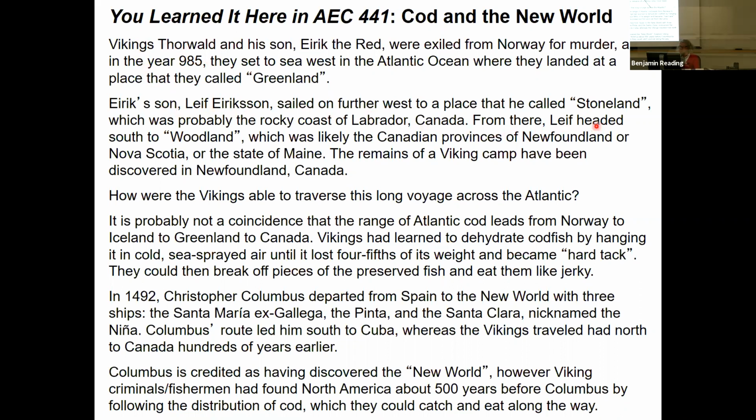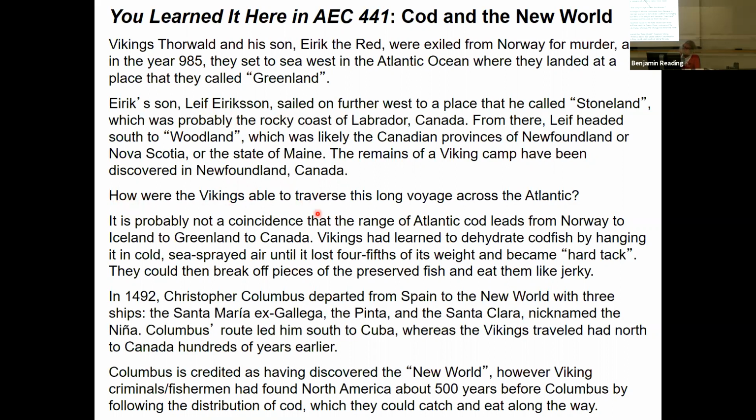From there, Leif Erikson then headed south to Woodland. Okay, he called this next place Woodland. This was most likely, I'm going to guess, the wooded coast further south, the Canadian provinces of Newfoundland or Nova Scotia, or maybe even as far south as the state of Maine in the United States. So somewhere along there. The remains of a Viking camp have been found in Newfoundland, Canada. And so this is probably maybe where Leif Erikson was at, Newfoundland.